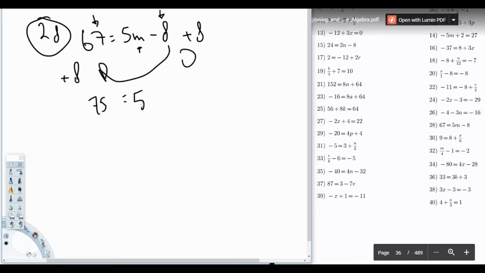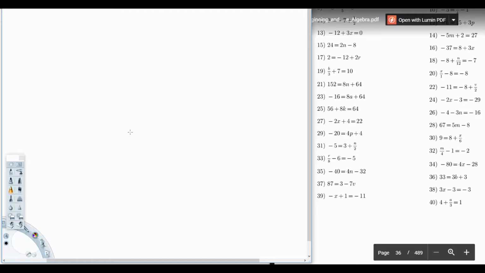So we're left with 5m. And of course, we're going to divide now. Divide by 5 both sides. And m will equal 15. Is that the right answer? Did I get that right? Yes, I did. All right, so that was number 28. So now number 29.